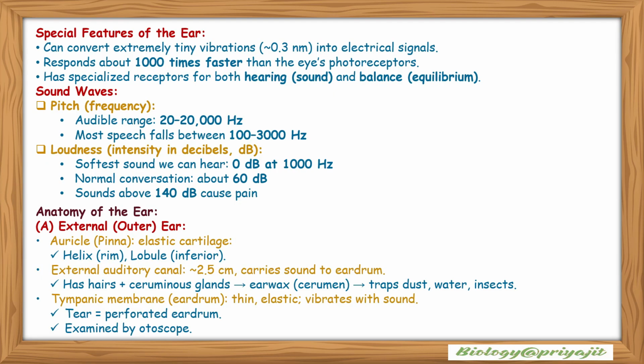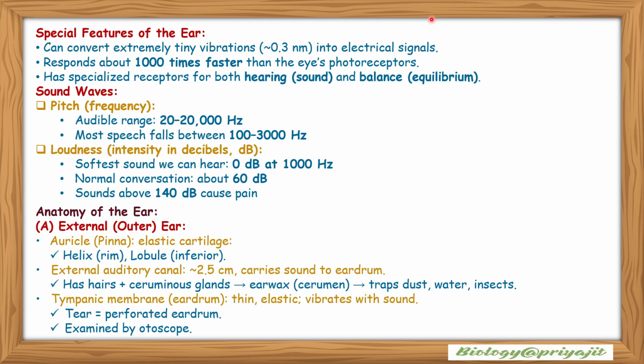The human ear is an extraordinary organ with unique abilities. It can convert vibrations as tiny as 0.3 nanometers into electrical signals, and it responds about 1000 times faster than the eye's photoreceptors. Besides hearing, it also houses receptors for balance and equilibrium.